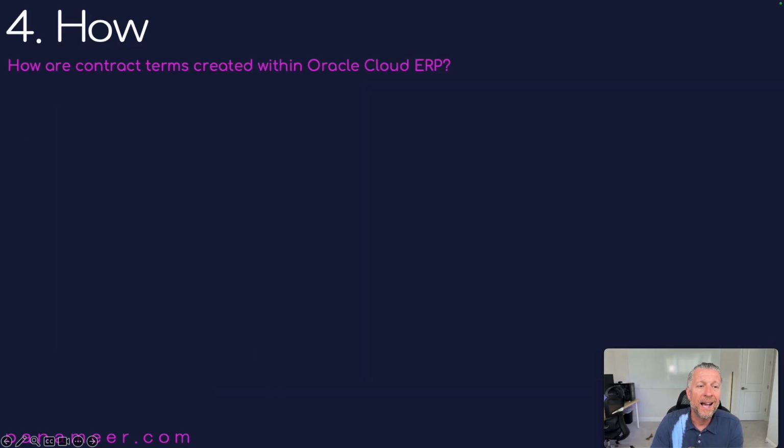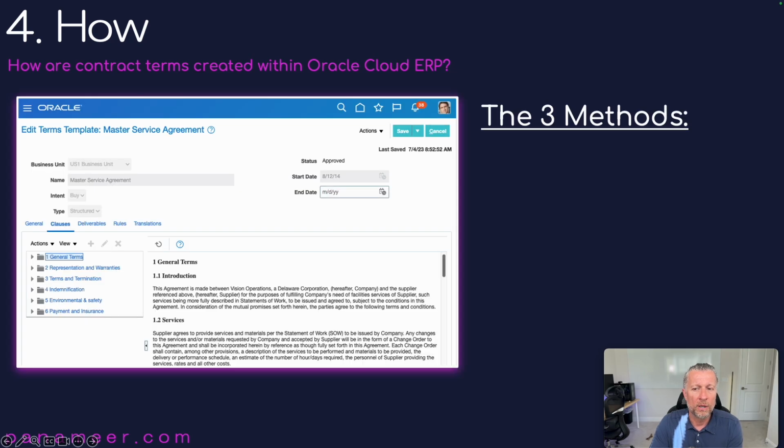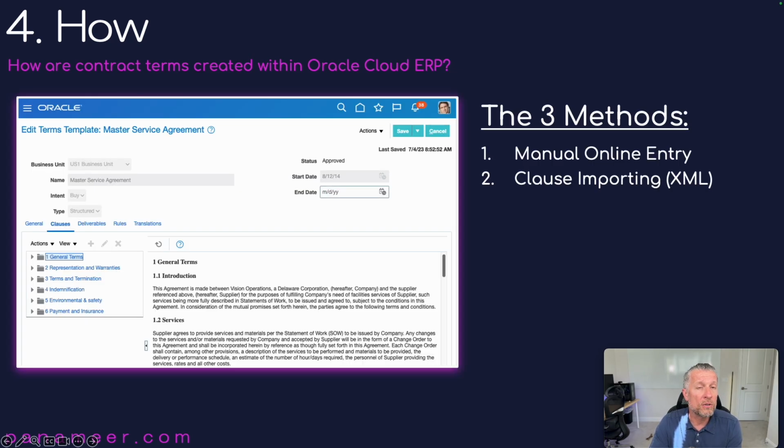Okay, slide 4. How are contract terms created within Oracle Cloud ERP? Well, there's 3 methods. First, obviously, manual entry. Second, you can have clause importing. You can use something like XML to import them from another application. And then third, you can also have something that's like clause uploading, or even almost like a cut and paste.